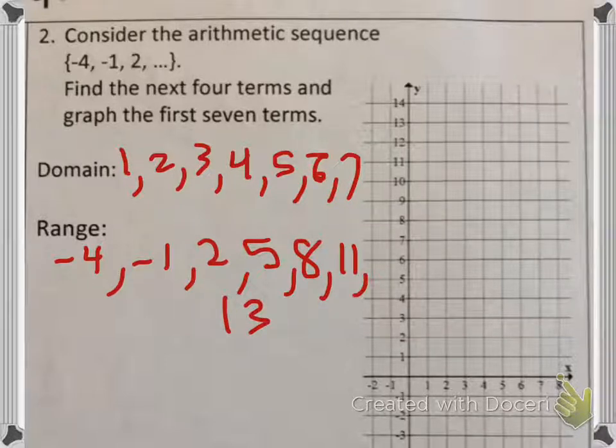So I've actually formed ordered pairs again. My first ordered pair is 1, -4. My second ordered pair is 2, -1. My third ordered pair is 3, 2. And I'm just going to graph these ordered pairs.